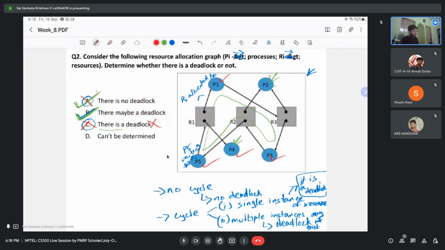So that's why this answer is also wrong. We can argue that if P2 and P4 release the resources, then there is no cycle and there is no deadlock. But it's based on the assumption that P2 and P4 release the resources, and we cannot be sure just given from this resource allocation graph. If further information is given, right, P2 will release in 5 seconds, P4 in 6 seconds, then we can argue that okay, these resources are freed and the cycle would be broken.